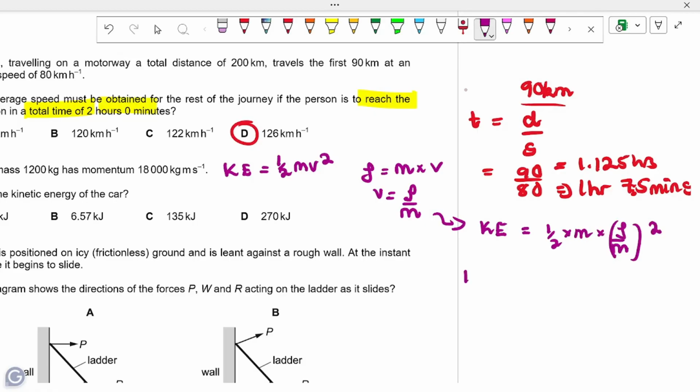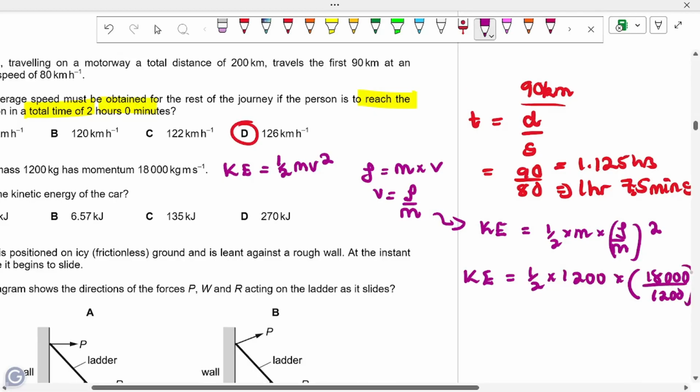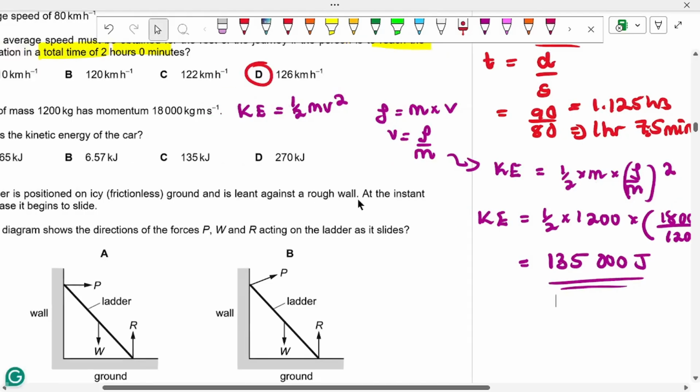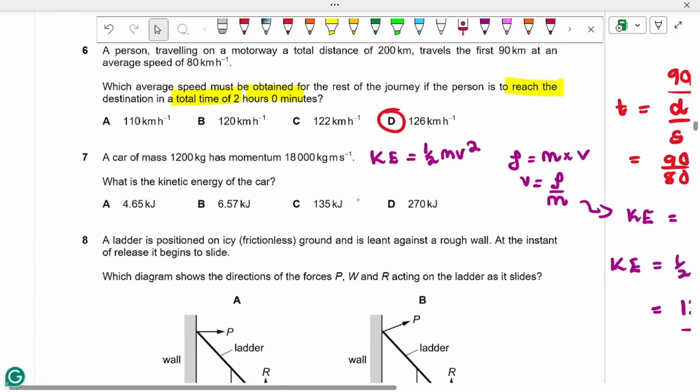The rest is just substitution. So I have 1/2 times 1,200 times 18,000 divided by 1,200, all of that squared. Then the whole computation here will give me 135,000 joules, and that would be my answer. My answer will be 135 kilojoules. Hope that makes sense. Okay.